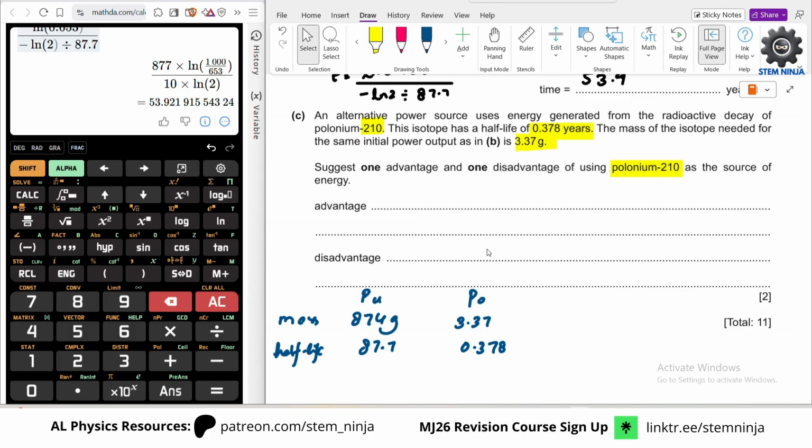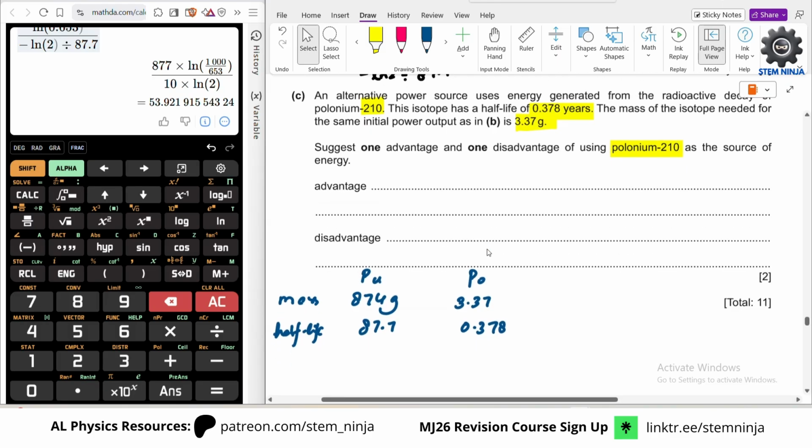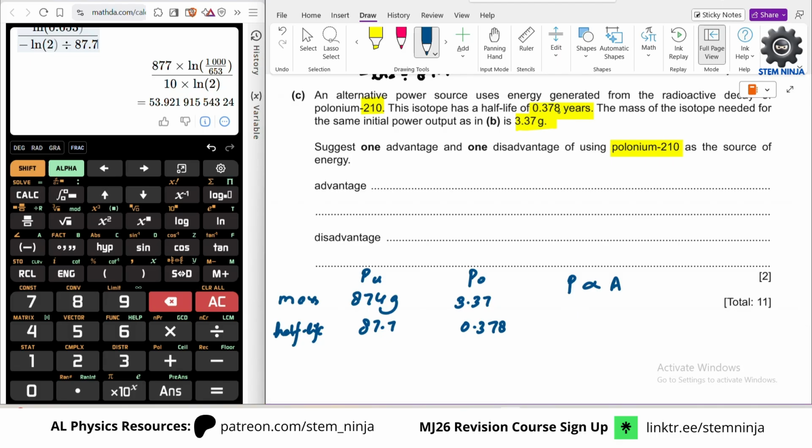Alright, and what else do we know? Okay. Now, one thing you have to remember, we said power is directly proportional to activity. So the activity for this one will be very different from the plutonium one. How? Now we have the graph. Initial activity is the same. Initial power output is the same. So initial activity would be similar also.